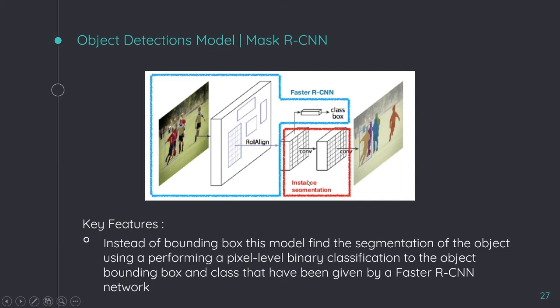And this model also replaces the region of interest pooling layer with the region of interest align layer to improve the accuracy of the model in predicting the pixel level masking of the object. So this network can be used for getting the mask of the object in the image for what we need.